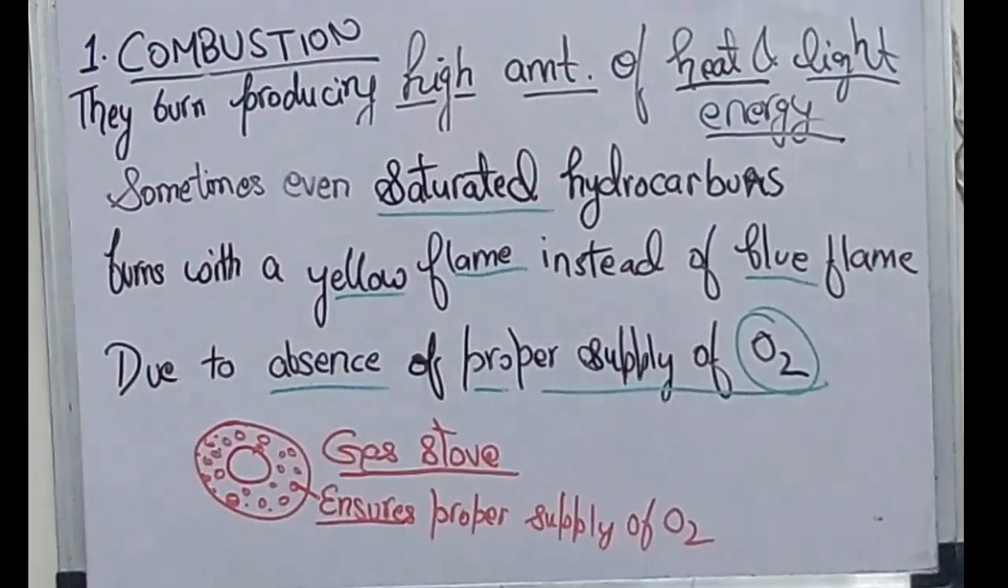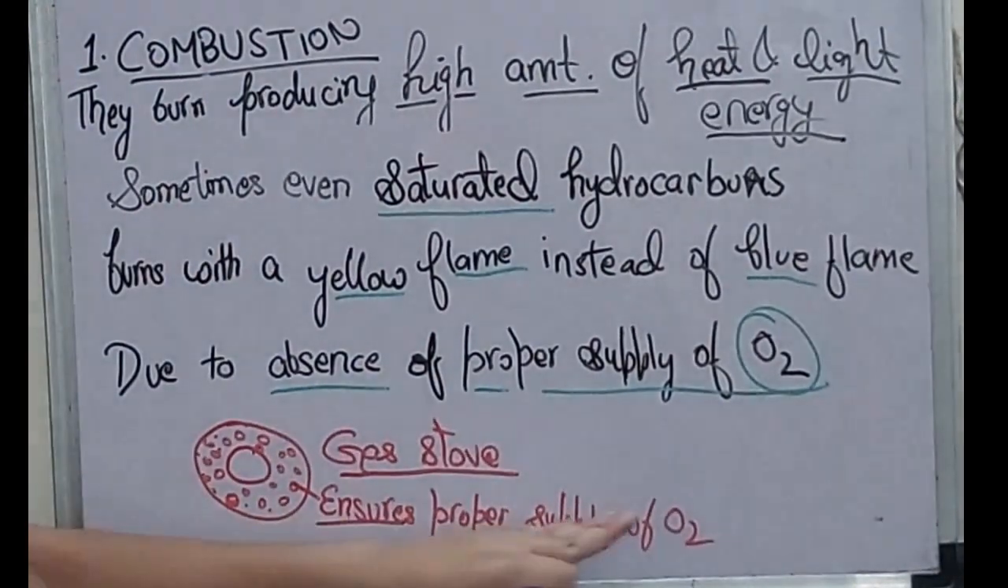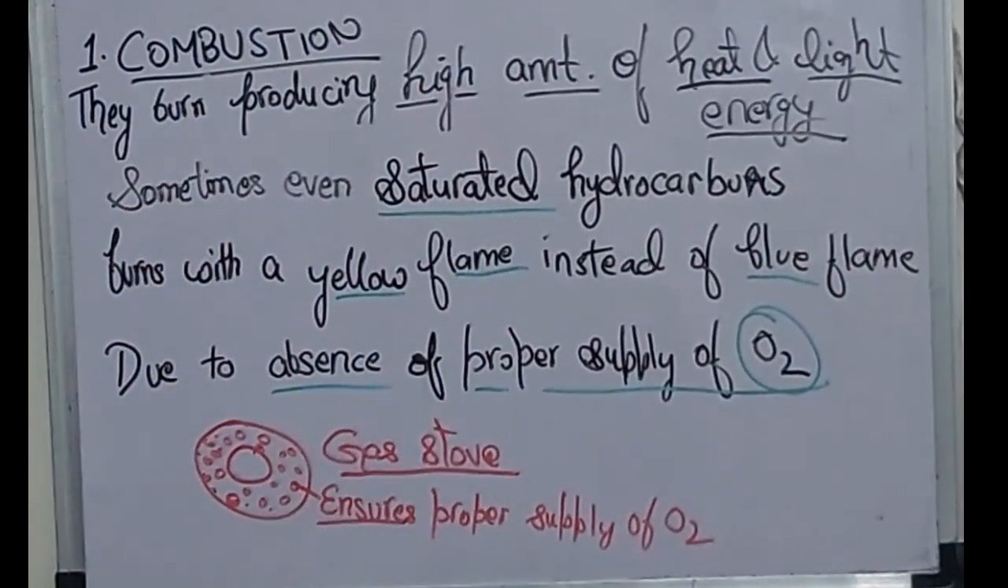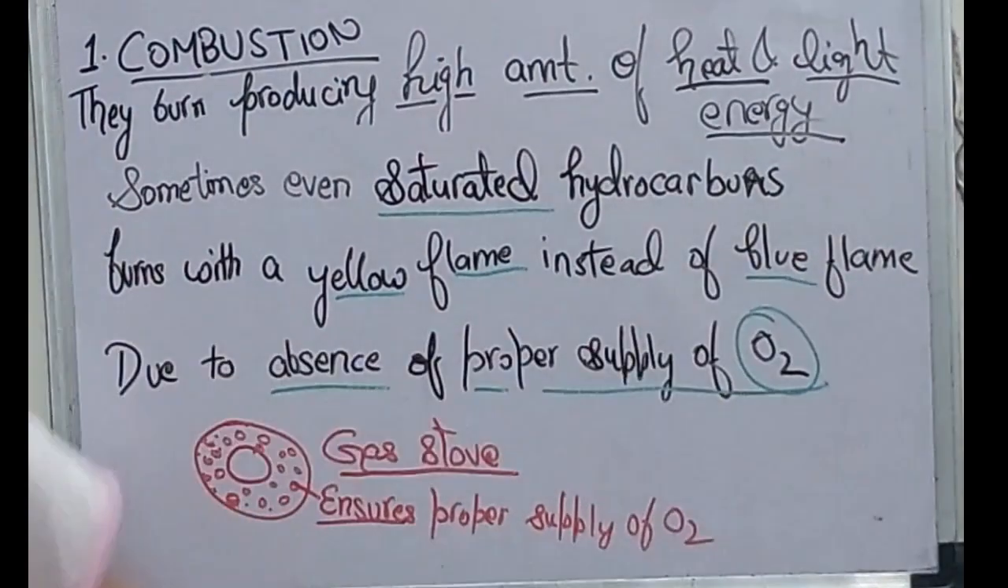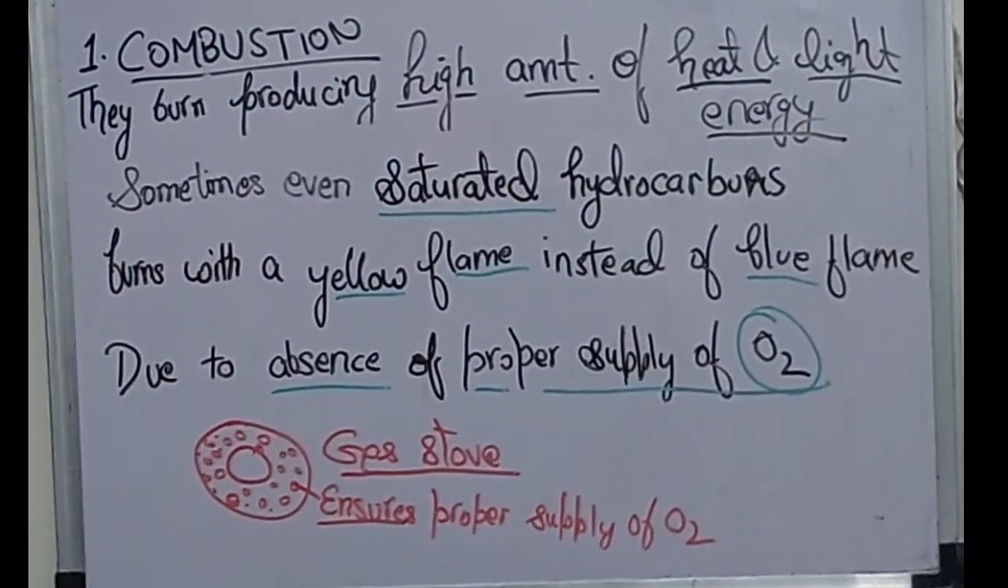You can check it in your gas stove. Just go and check, pause the video and check it. You will find it out. There are tiny pores. That ensures proper supply of oxygen, because saturated hydrocarbons like the LPG coming in our houses need a proper supply of oxygen for blue flame. And this is not about the color. It is not the case that we want a blue flame because a yellow flame doesn't look pretty.